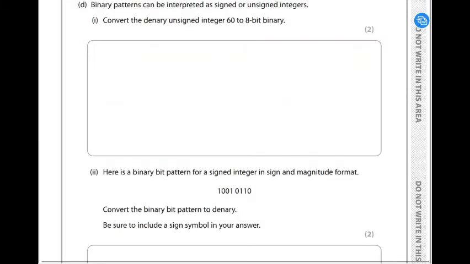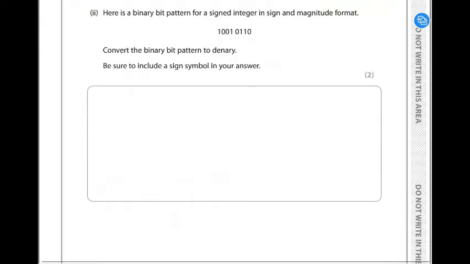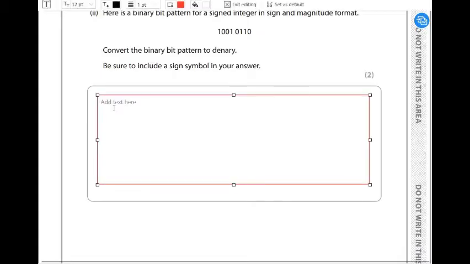Right, let's get on to the next one. So we've got a binary bit pattern for the signed integer in sign and magnitude format. So we've got 1001 0110, and we have to convert that binary pattern to denary. The way I would do sign and magnitude would be 128, 64, 32, 16, 8, 4, 2, 1. So 1, so that's going to give us an indication.